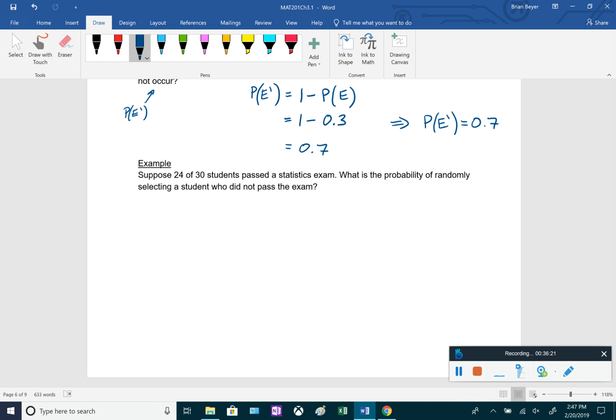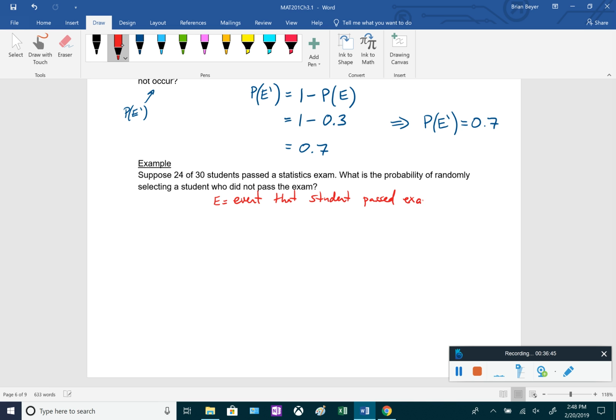Okay, let's make it a little bit harder for the last one. Suppose 24 of 30 students pass the statistics exam. What's the probability of randomly selecting a student who did not pass the exam? So what I'm going to do here is label. Let's let event E be the event that the student passed the exam.